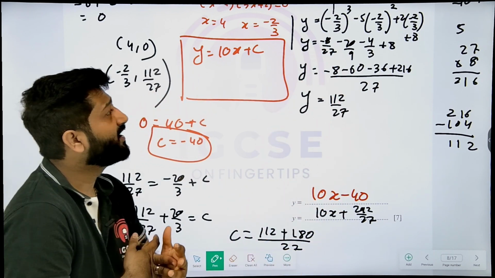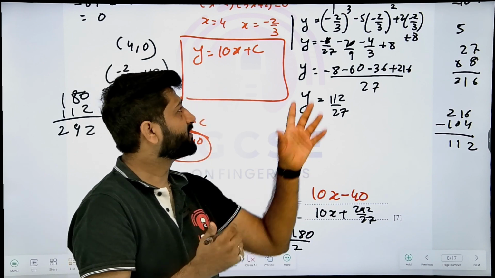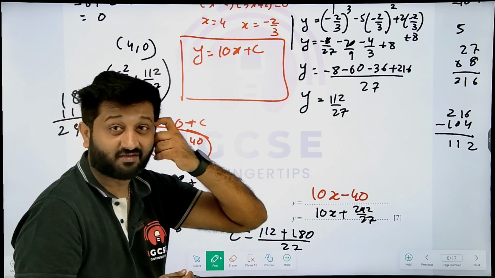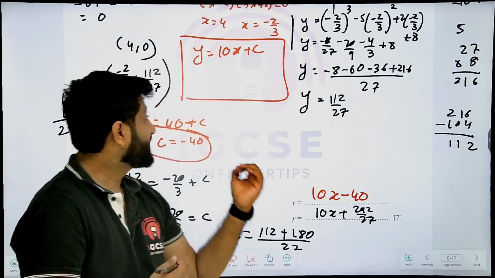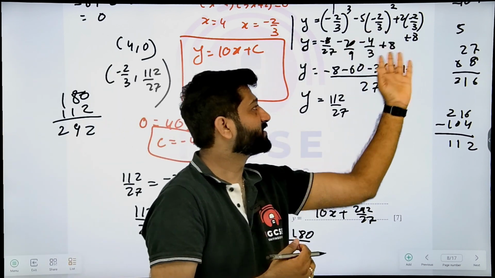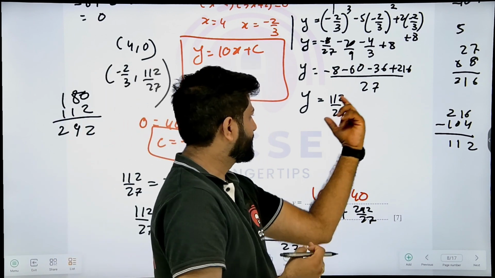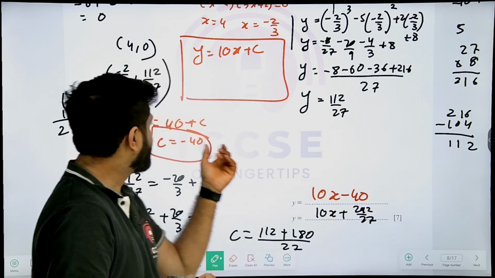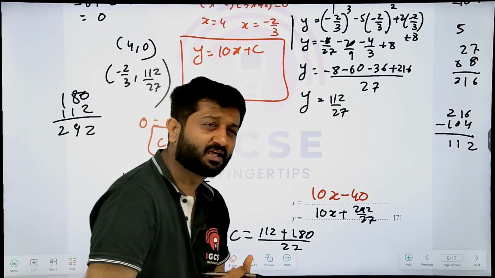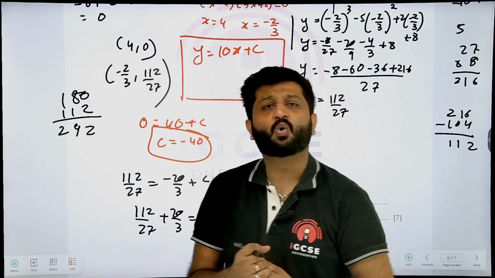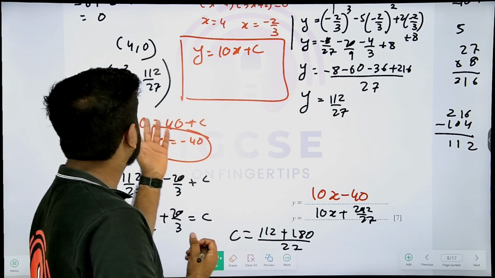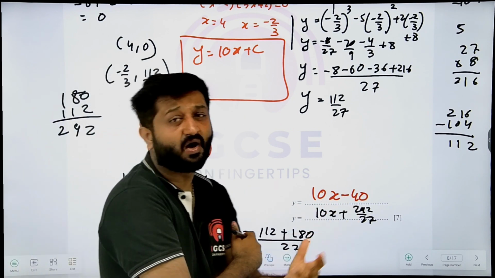But I don't think that your board would give you such a question where your value of x is a fraction and you'll have to substitute this fraction and find such a value. The value of 4 comma 0 is absolutely fine, but the other value would ideally be a whole number. I don't think that this would come. But anyways, this is how you solve it.